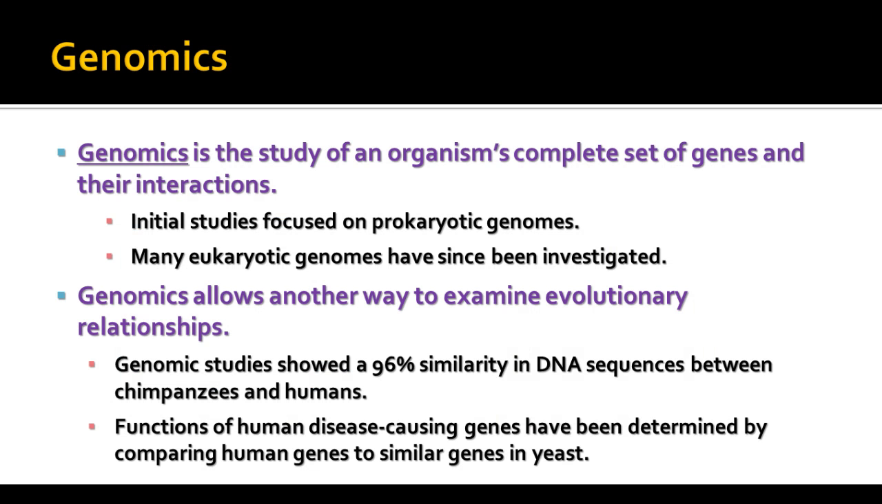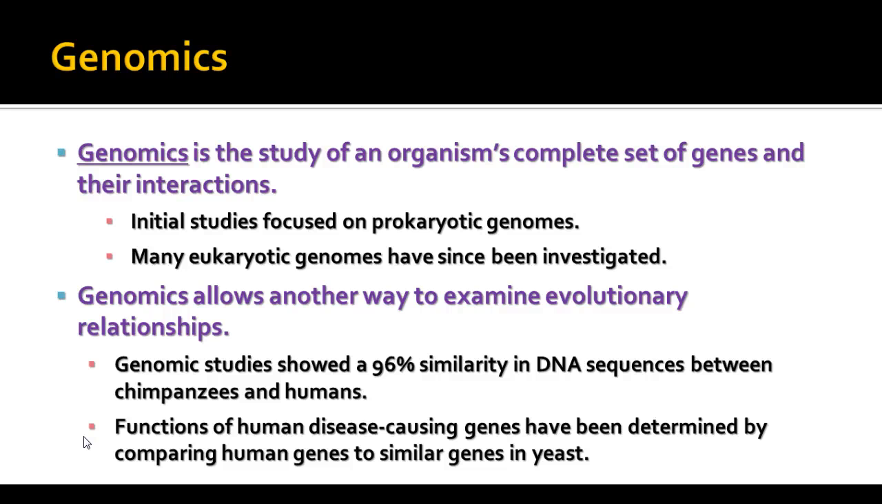One more thing that we can do with genetic engineering and biotechnology is the study of genomics. This is what's been going on in the last few years when they've studied the human genome and genomes of many other organisms around Earth. It is the study of an organism's complete set of genes and their interactions with each other. The first genomic studies, of course, were focused on prokaryotes. They have smaller genomes, so it's much easier to figure out. Since that time, many eukaryotic genomes have been investigated.